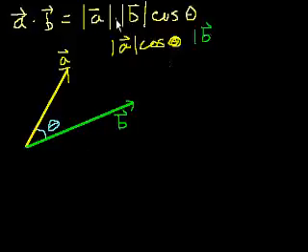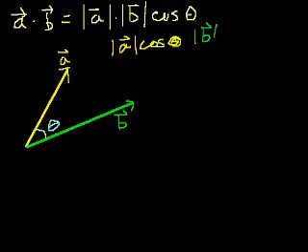And this times isn't the dot product. This is just regular multiplication because these are all scalar quantities. When you see the dot between vectors, you're talking about the vector dot product. So if we just rearrange this expression this way, what does it mean? What is A cosine of theta?